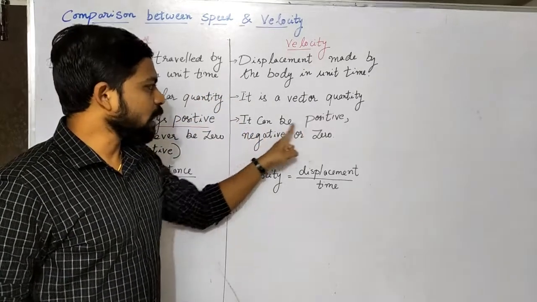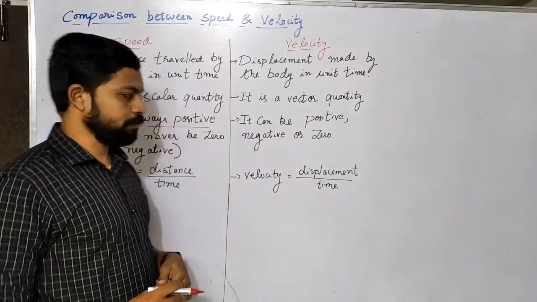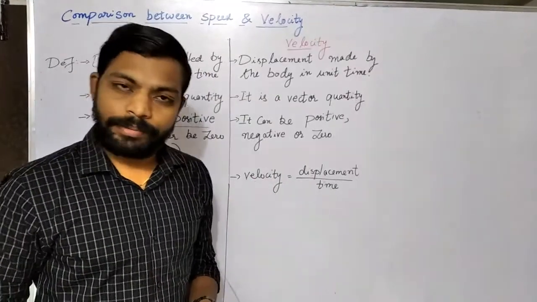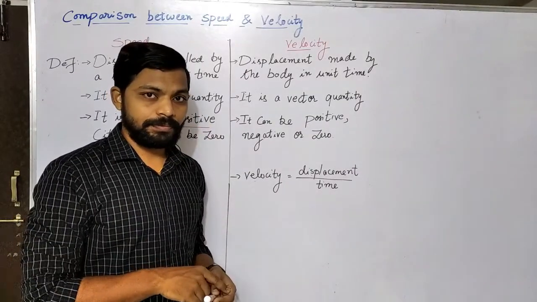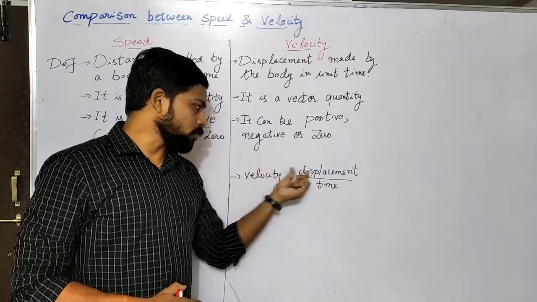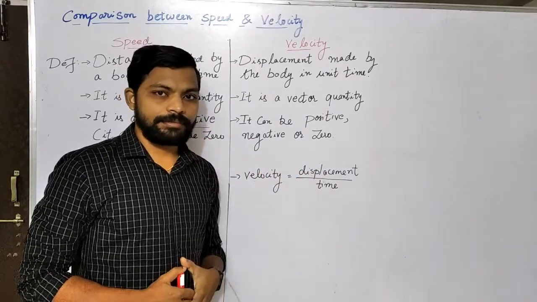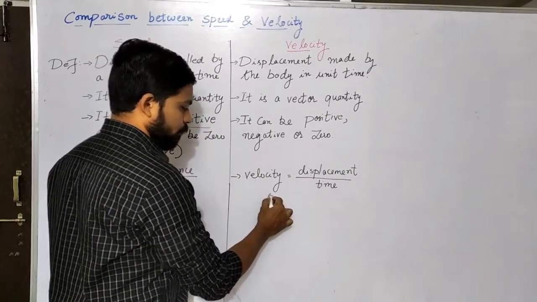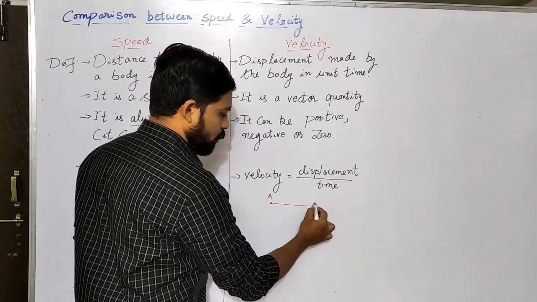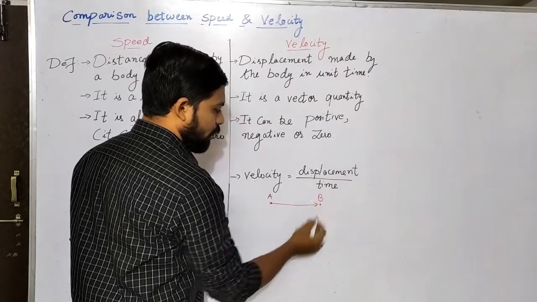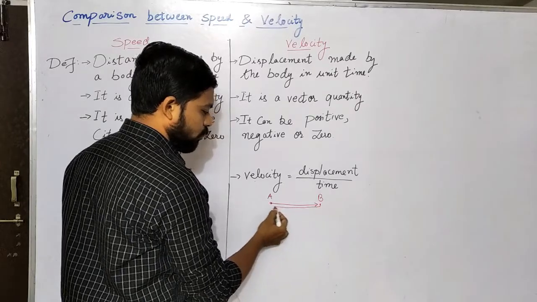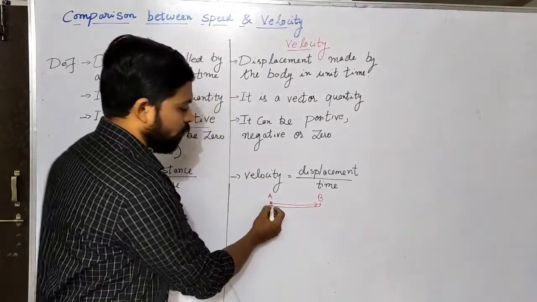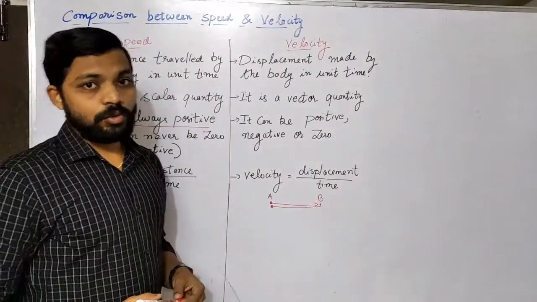But when it comes to velocity, it can be positive, negative or 0. Why? Because velocity depends on displacement. We all know displacement can be 0, displacement can be negative, and the direction of velocity depends on the direction of displacement. For example, let us say a body started at point A, went some distance to point B, and then turned back to the same point. Now we know that there is no displacement because the initial point and the final point are the same.